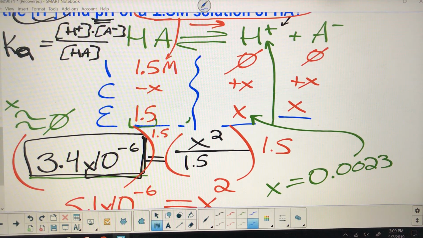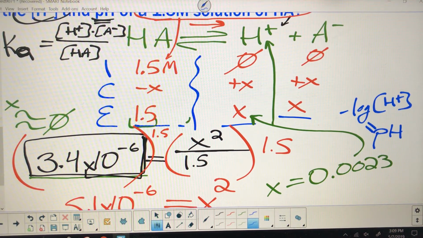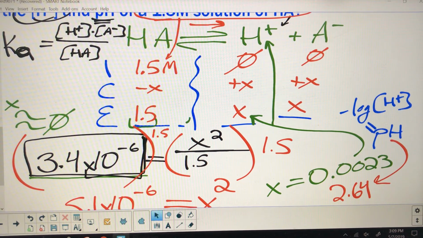Again, pause it if you need to take that in for a minute or so. And again, negative log of H plus equals your pH. So if you negative log that, you should get a pH of around 2.64, which shows, again, it is an acid. So it's a lot of work here. Over time, you might learn that there is a shortcut to this. You actually don't even have to do the ICE table. It's just that doing the ICE table helps organize your thoughts, and it helps prove that the equation works.